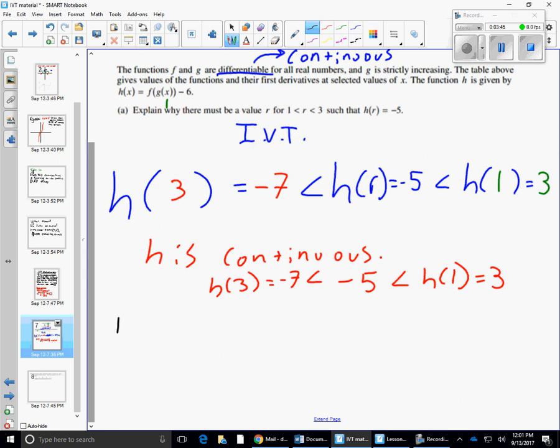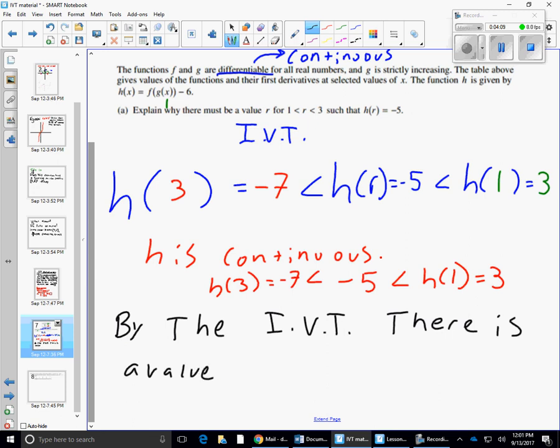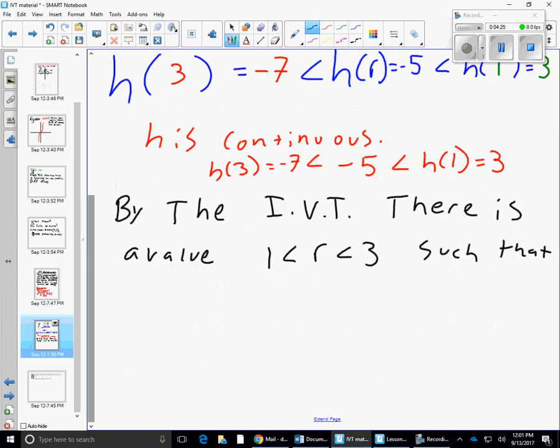So this says that by the intermediate value theorem, we can say that there is a value r greater than 1, less than 3, between 1 and 3, such that h of r is equal to whatever value we had, minus 5. And this would be our complete response to that.